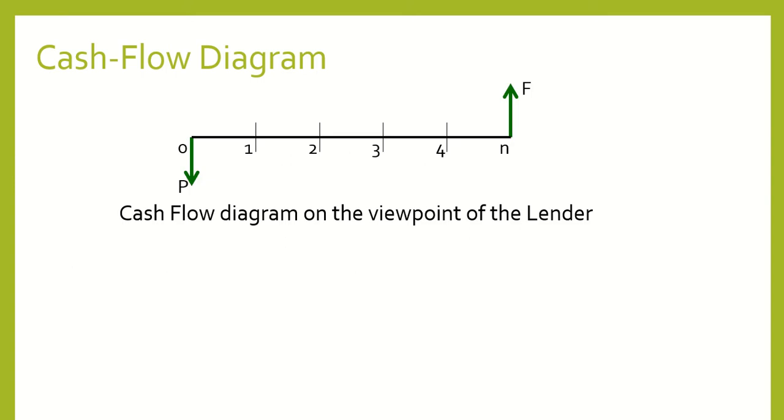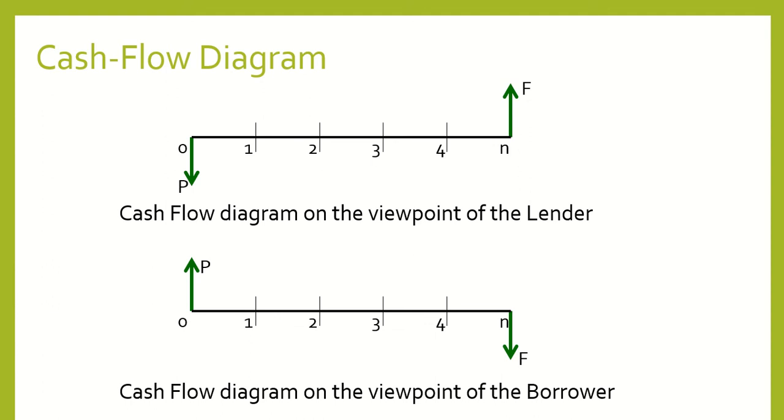Now, we have two viewpoints. One is for the lender, as what I have told you earlier. So we have here an arrow down, meaning the lender lent money to the borrower. Then after some time, the borrower will pay. So in the lender's viewpoint, that's an inflow. That would be the opposite in the borrower's viewpoint. Now the cash flow diagram in the borrower's viewpoint. In the next problems, you have to analyze which viewpoint will be used. Will it be for the lender or the borrower? You have to check the statements of the problem.